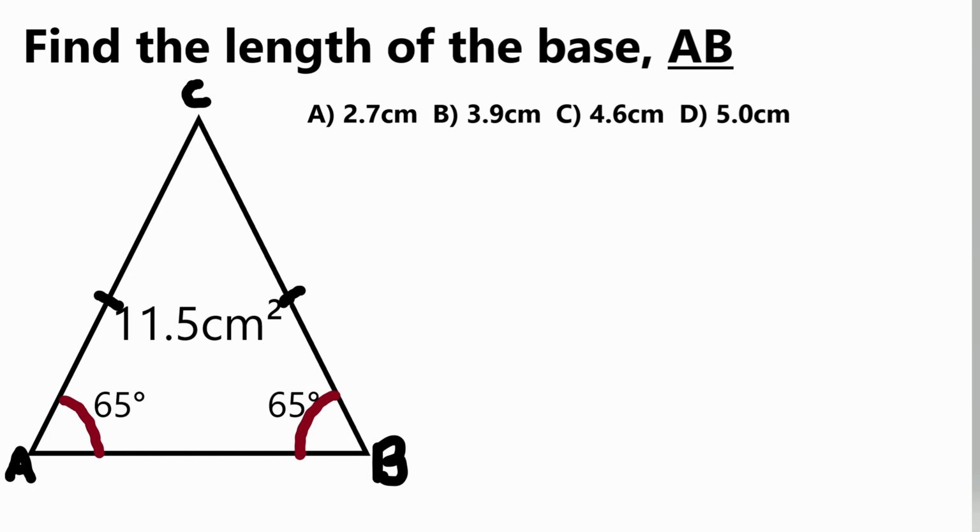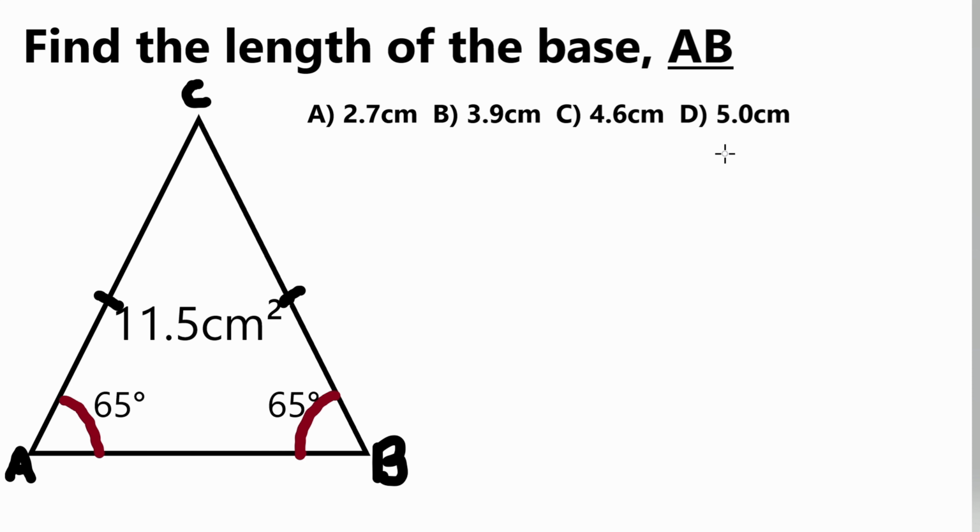So we have a triangle, as you can see, and what the problem wants us to do is find the length of the base, AB. In case you don't know, AB is this side length here, and we want to find the length of that base. Then we have four possible answers, and one of these will be the right answer. A, 2.7 centimeters, B, 3.9 centimeters, C, 4.6 centimeters, and D, 5 centimeters. And we need to find which one is correct.